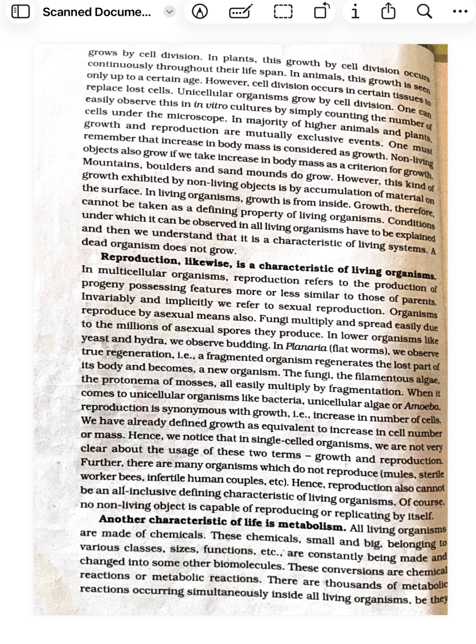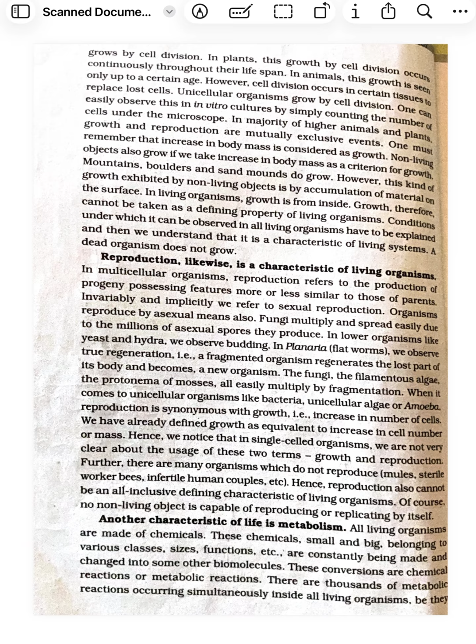And how is growth in plants different compared to animals? In plants, the growth by cell division occurs continuously throughout their lifespan. So they have an infinite growth pattern. They will be growing continuously. The cells will show an indefinite growth pattern.